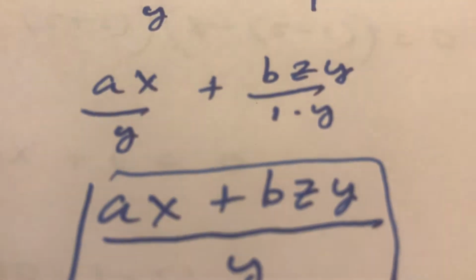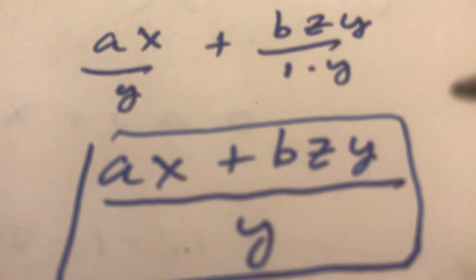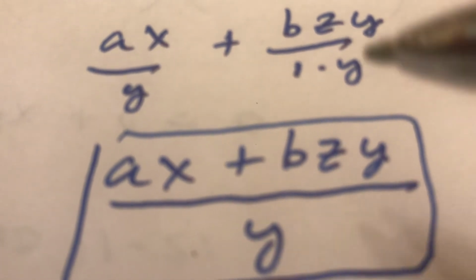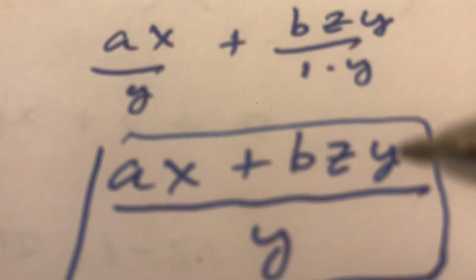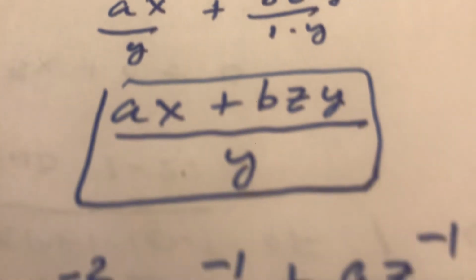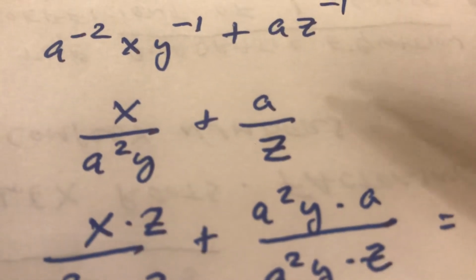I really don't need the 1 there. So I get ax plus bzy all over y. You cannot cancel those y's because of this plus sign. Do not cancel.